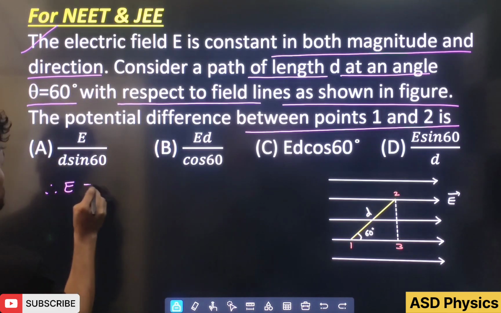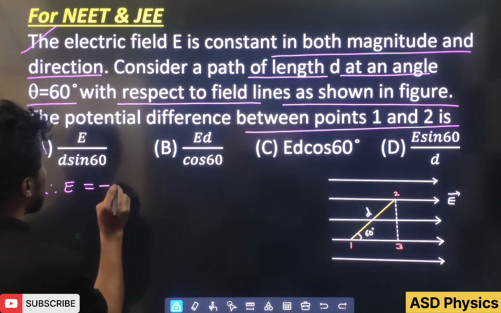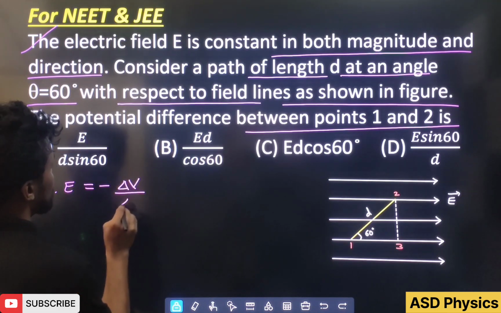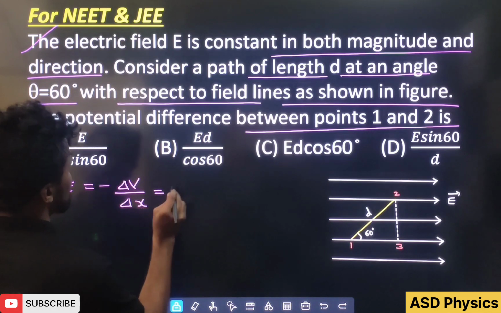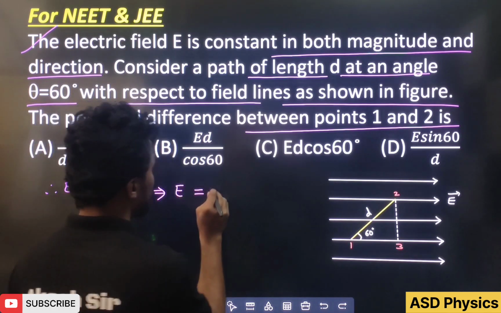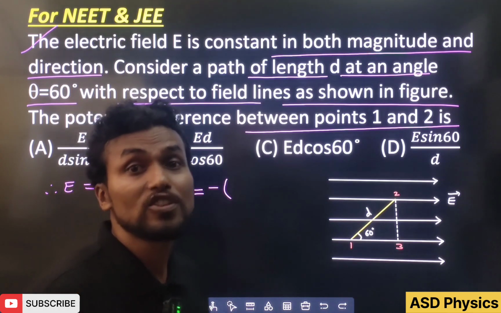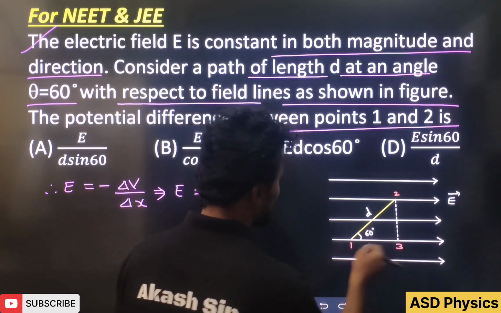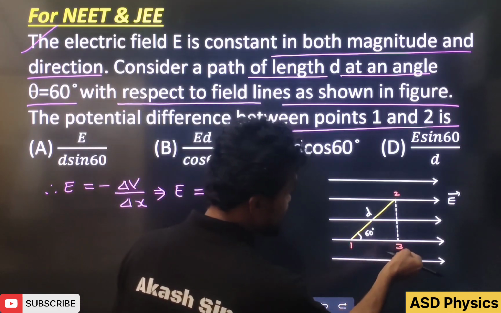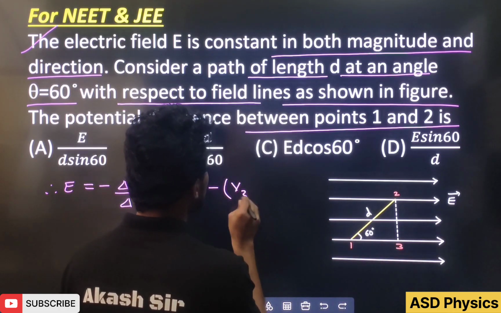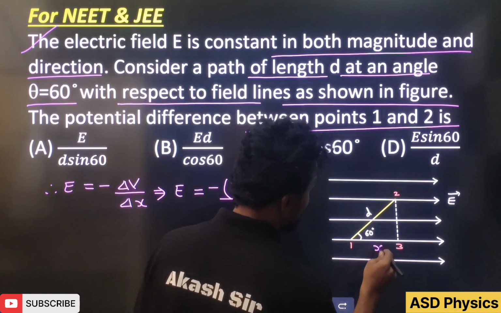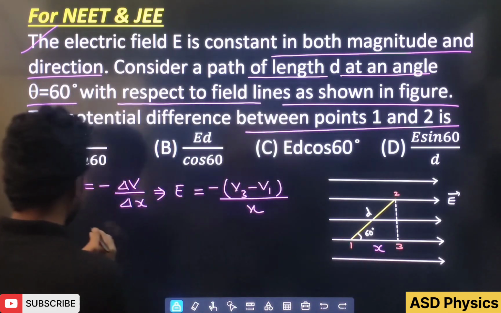So students, we know the formula. What is the formula? E equal to minus dV by dx, but I am writing here del V by del x, because it is in the x direction. Now, in the direction of the electric field, potential decreases. That means what to write here? Delta V, that means final minus initial. Final is 3, initial is 1. So I am writing here V3 minus V1. Okay, and let's take this distance as X.